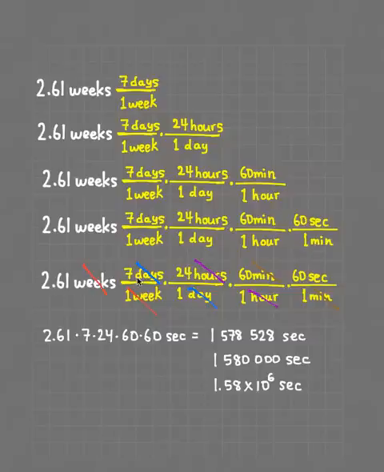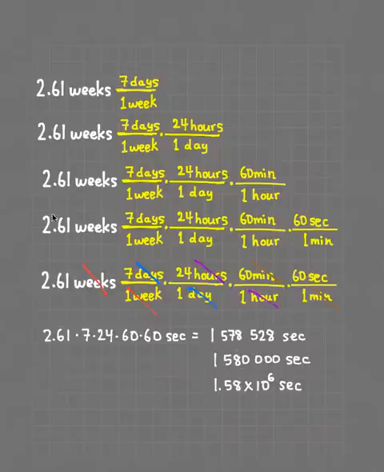And my weeks cancel, and my days cancel, and my hours cancel, and my minutes cancel. And the math goes 2.61 times 7 times 24 times 60 times 60 divided by 1's in the bottom, so I can basically ignore the denominator. Excuse me. And I get my final answer.